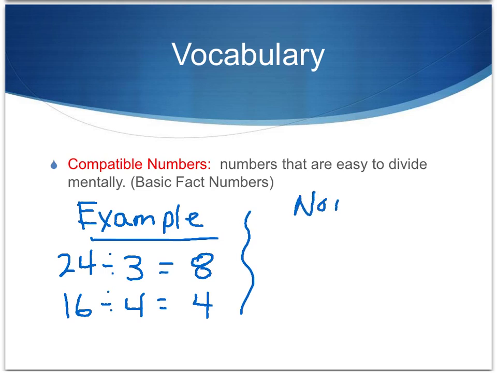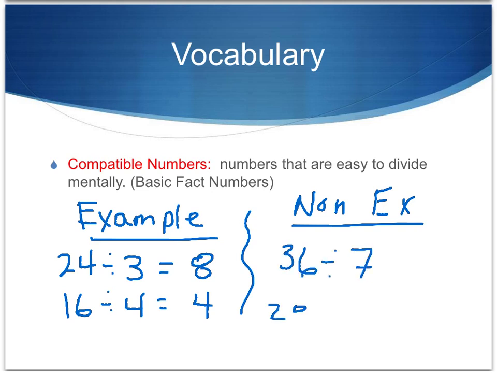Non-example numbers would be numbers like this, 36 divided by 7, or 28 divided by 14.3. These are not compatible numbers, as you will not get a whole number when you divide them. Also in your notes, please write down the examples of compatible numbers and non-examples.